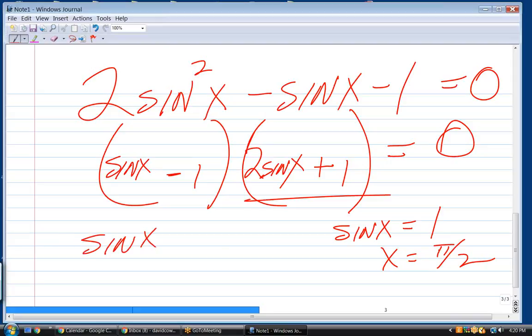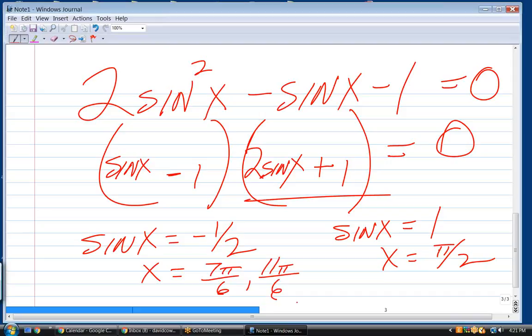It would be sine negative 1/2. Negative 1/2, and where does that occur in the unit circle? This one's going to have 2 answers, because there's 2 quadrants where sine is equal to negative 1/2. Yeah, so it's 3 and 4, which is 7 pi over 6 and 11 pi over 6.